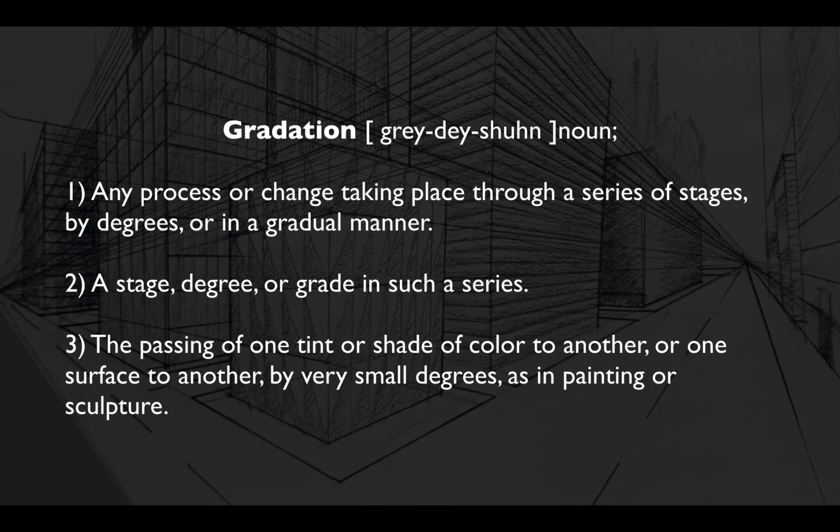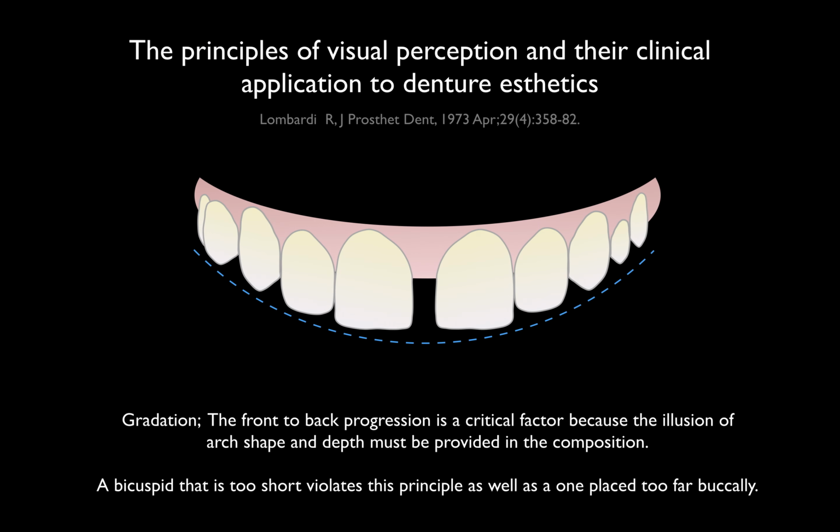Gradation is a critical concept to the overall look of things, and gradation is simply any change that occurs in a gradual manner. And so when we create an image, if we're going to make a two-dimensional image, we set up perspective points, right? So it's real easy to do. And so Lombardi talks about this, that the front to back progression is a critical factor because it creates not only the illusion of arch shape, but arch depth, and this provides a balanced composition.